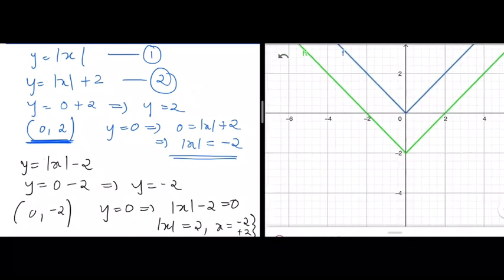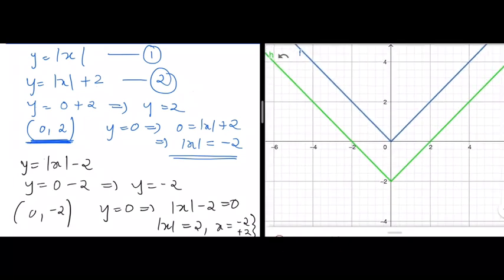If you plot all the graphs together, this is how it will look. The main graph, y is equal to mod x, is in blue, the red color is y is equal to mod of x plus 2, and the green color is y is equal to mod of x minus 2.